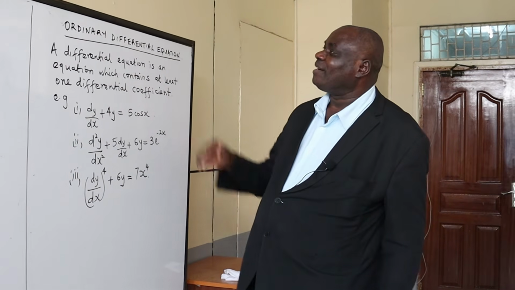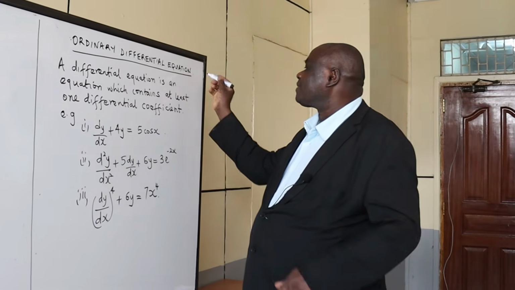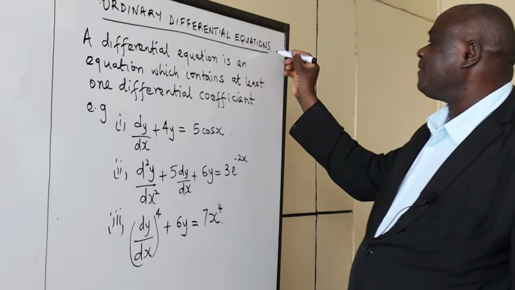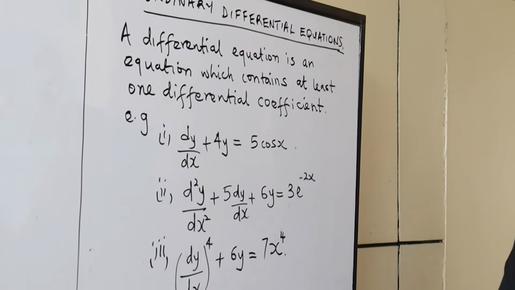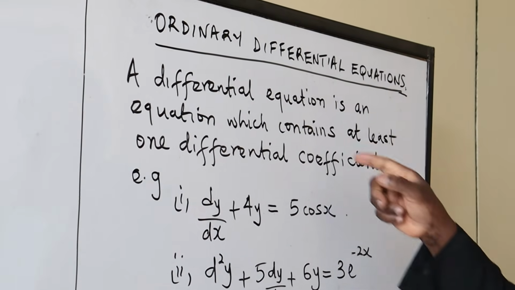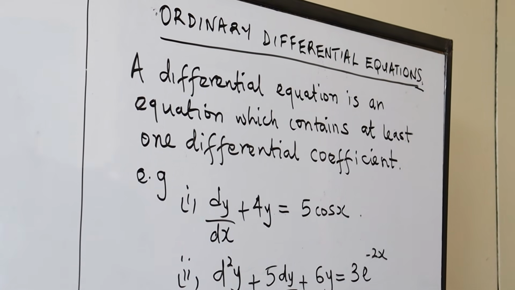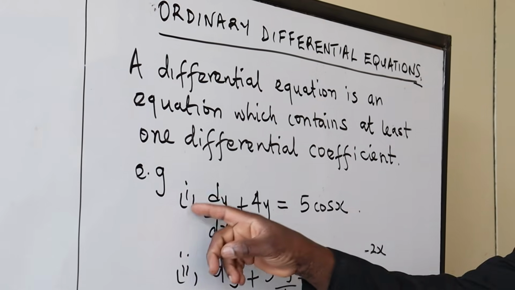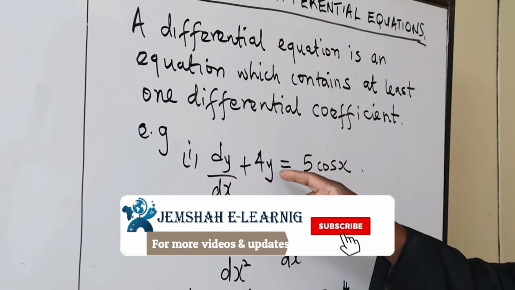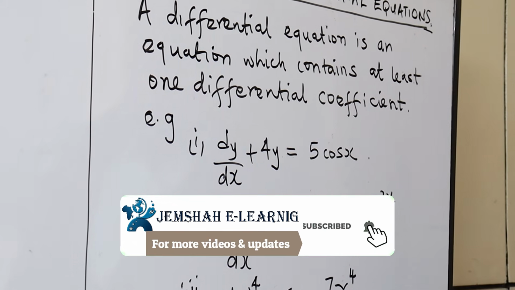Let's say something about ordinary differential equations. A differential equation is an equation which contains at least one differential coefficient. For example, in part 1, dy/dx plus 4y is equal to 5 cos x.